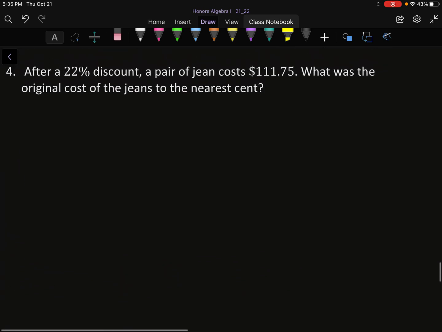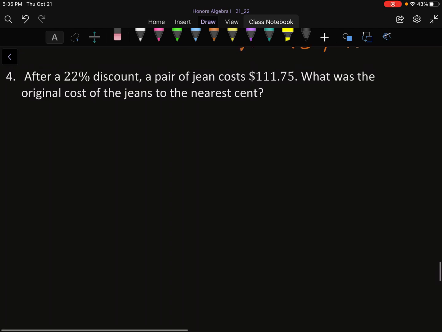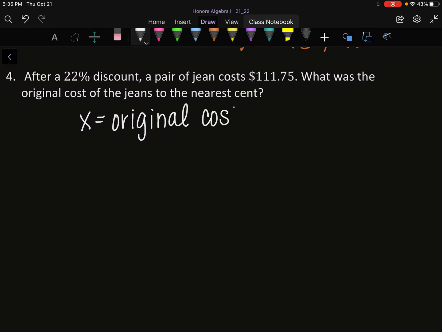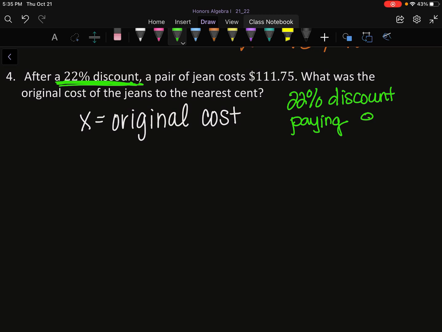Okay, so I'm going to do it two separate ways. We're going to say x is the original cost. Okay, and it says 22% discount. So this is where I'm going to throw some of you maybe for a loop. If it's a 22% discount, what percentage am I paying for? Not 88%, 78%.